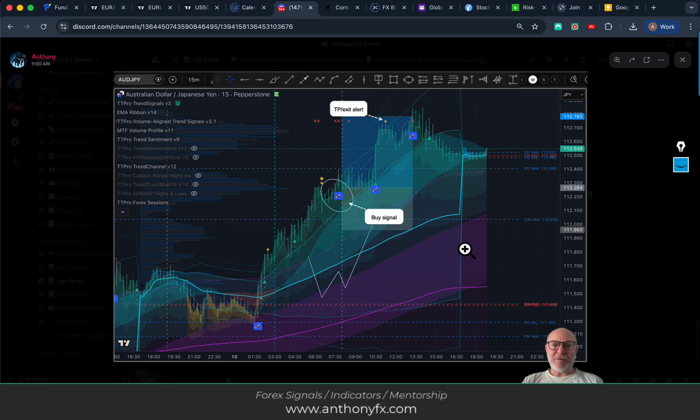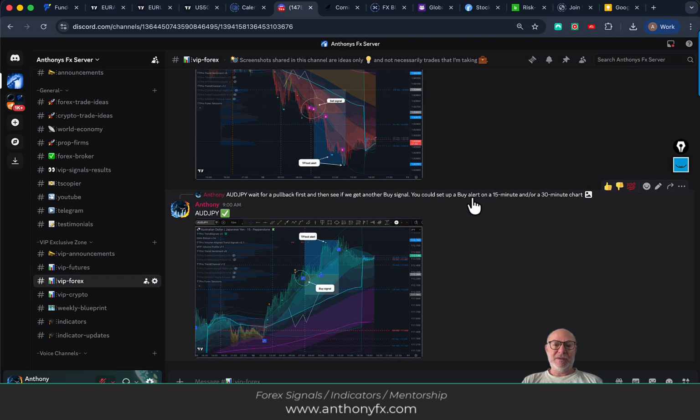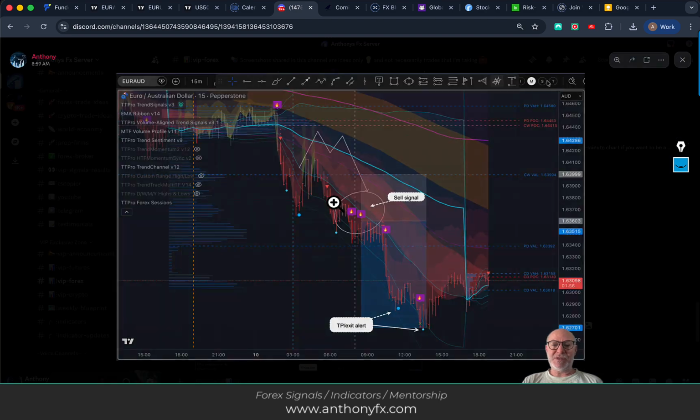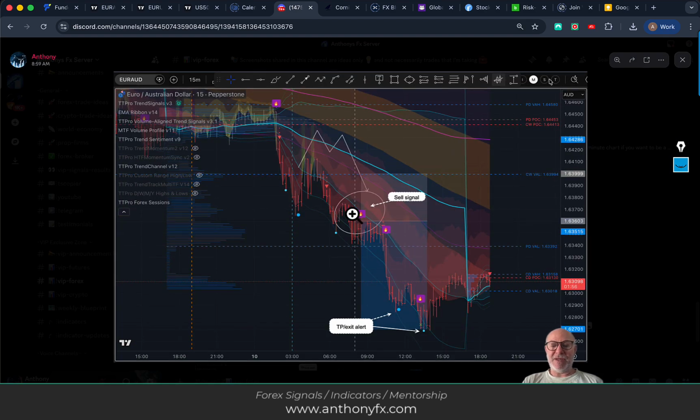And, well, that was the Aussie yen. That was a buy signal. That was another idea. I said just take the next buy signal. That was nice. The Euro Oz, take the next sell signal. There it is. Just when it fires, take the trade. Stop loss up in the high of the red zone. And the little blue dot is your TP. I'm going to suggest to close 50% at 1R and trail it down until you see these alerts. And you can set all this stuff to go off in TradingView.